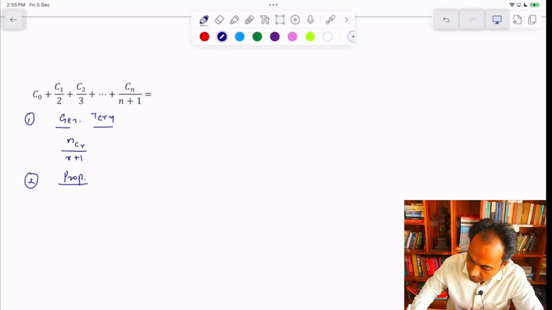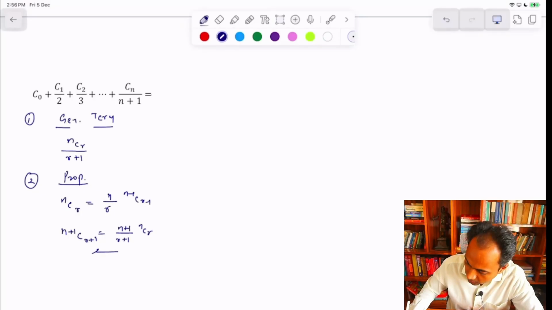See, now earlier we applied this property in the order of n by r, n minus 1 Cr minus 1. Now we'll apply it in the reverse order. That is, here in this same formula, if I replace n by n plus 1, r by r plus 1, what we will have is n plus 1 by r plus 1 nCr. Now we are going to apply this property in the reverse order.